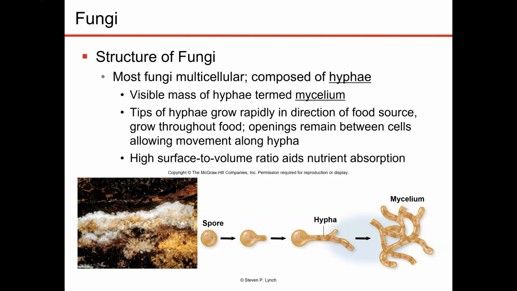So let's look at the structure of fungi. Most fungi are multicellular, but they can be unicellular. And they're composed of hyphae. The visible mass of hyphae is termed mycelium, so that's what you actually see. But hyphae grow rapidly in directions of food. And oftentimes when they grow, they'll release enzymes that stop other hyphae from growing so that they get the food and other hyphae can't get the food. They have a high surface area to volume ratio because of the way they grow, and that allows them to get lots of nutrients when they need it.